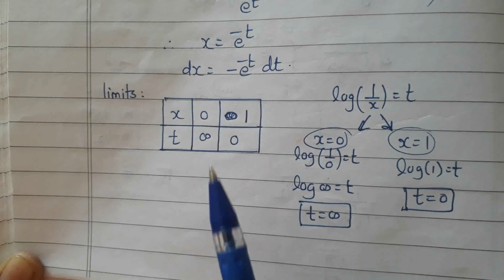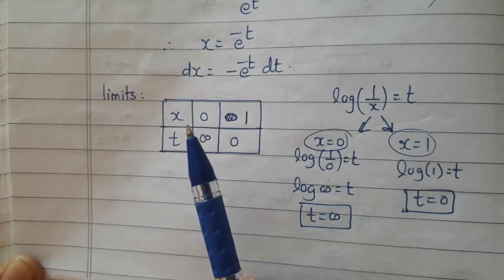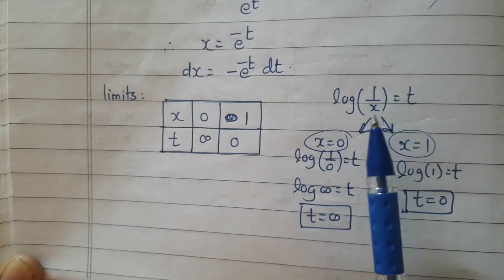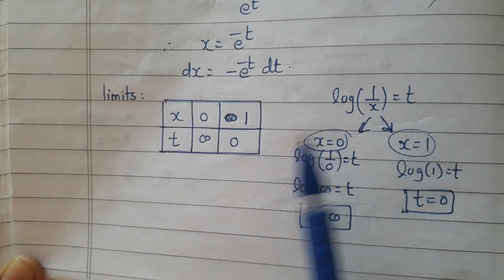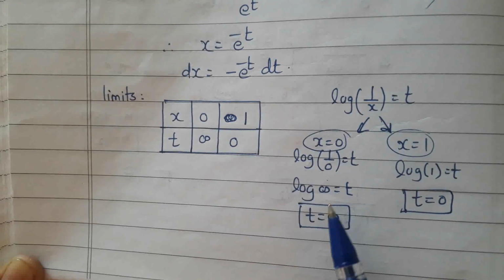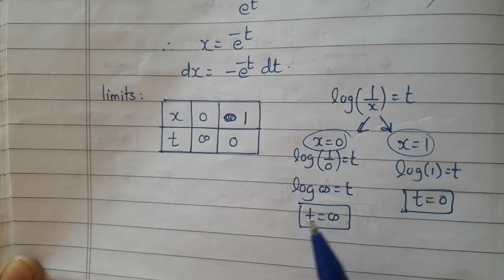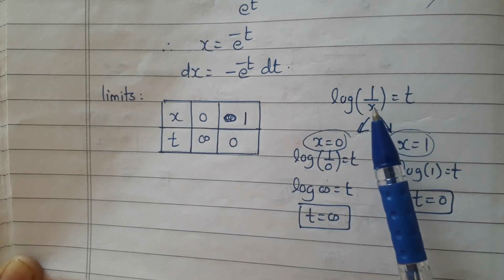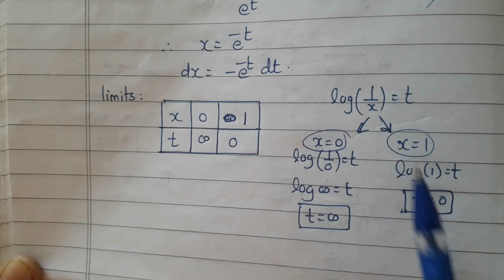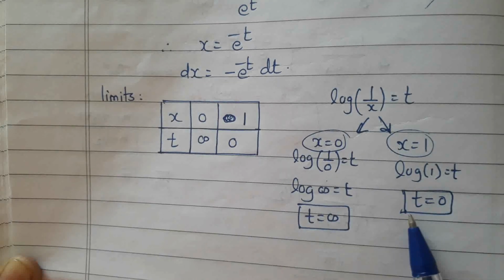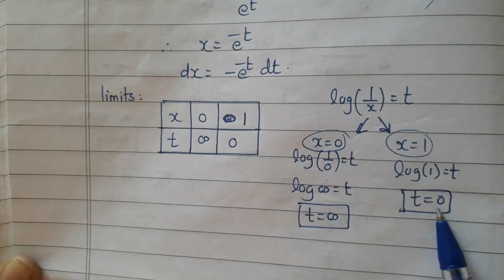Change the limits. All limits for x are 0 to 1. Use the substitution log of 1 upon x is equal to t. When x is equal to 0, 1 upon 0 becomes infinity. Log of infinity is equal to infinity. And when x is equal to 1, t becomes log of 1 upon 1. So log 1 is 0, t equals to 0.